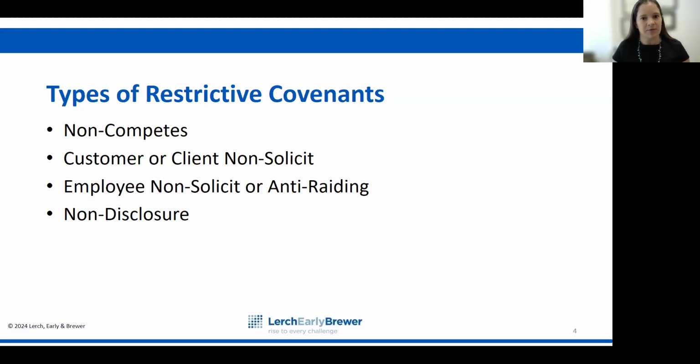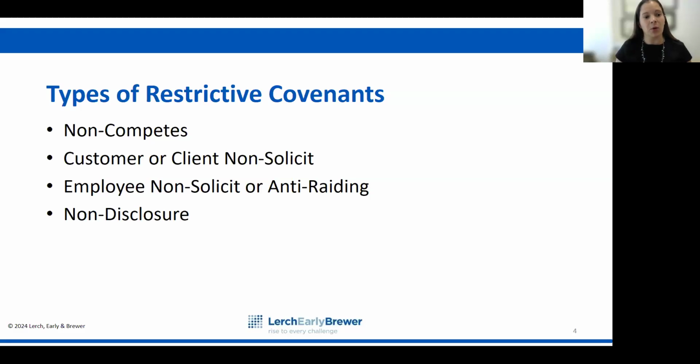The next type of restrictive covenants are non-solicits, and those can come in a couple different ways. Those could be customer or client non-solicits, basically saying, once you leave, we don't care who you go work for, but we do not want you to be soliciting our customers or clients that you developed a relationship with while you were working for us.